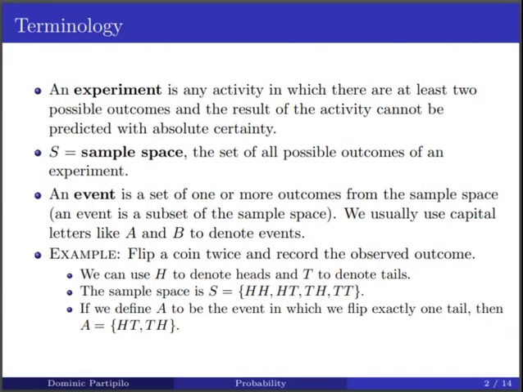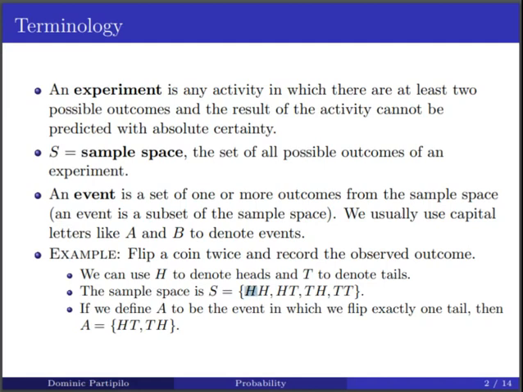So let's say we flip a coin twice and we record the observed outcome. And to make things easy, we're going to use H for heads and T for tails. And so what would the sample space be in this case? Remember, the sample space is the set of all possible outcomes from an experiment. So what could possibly happen if we're flipping a coin twice?